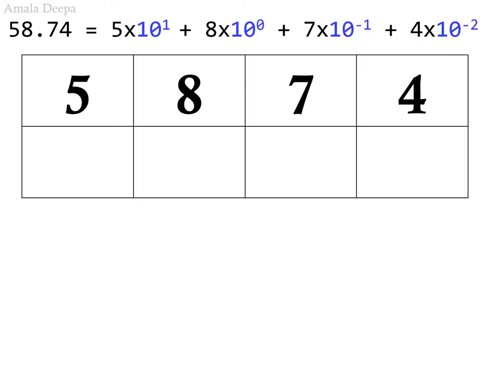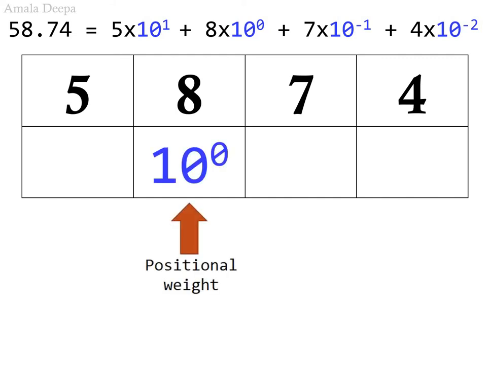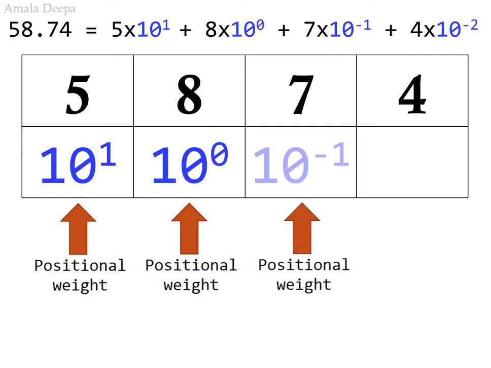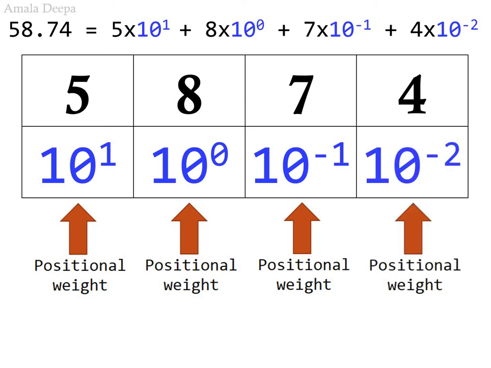So the positional weight of the digit 8 is 10 power 0. The positional weight of 5 is 10 power 1. The positional weight of 7 is 10 power minus 1. The positional weight of 4 is 10 power minus 2.